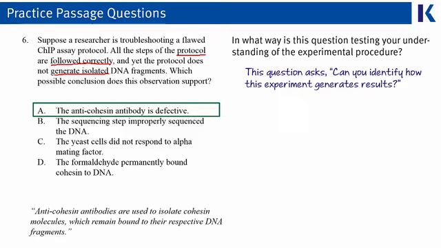For B, sequencing comes after isolating the fragments. Or put another way, if you don't have anything to sequence because you don't have fragments of DNA, then you can't sequence anything. So B is out.